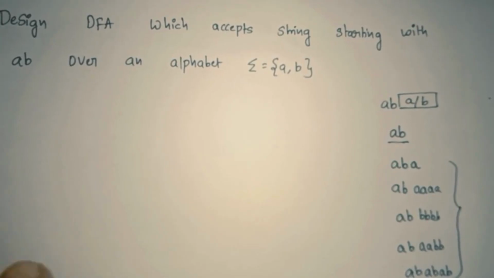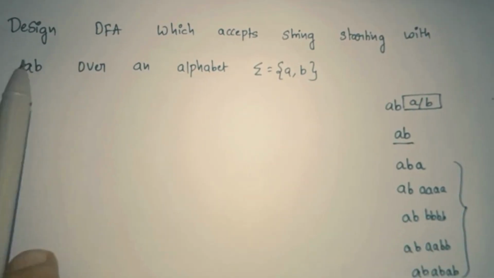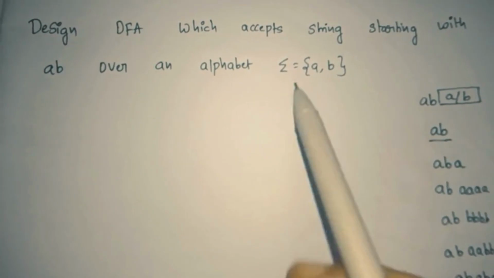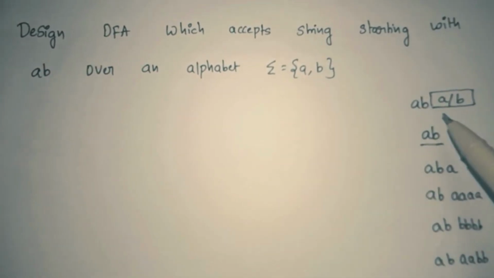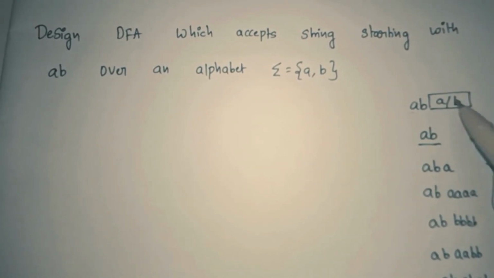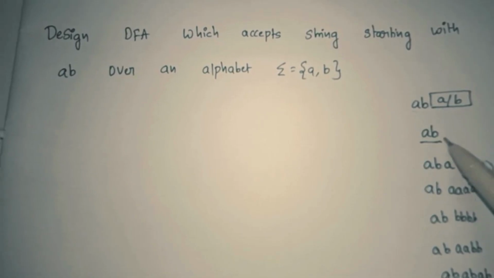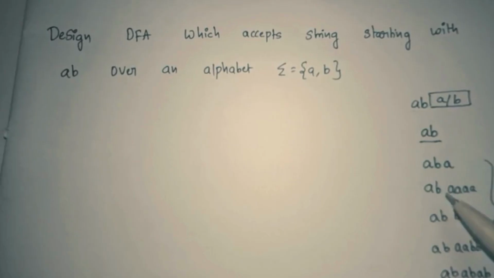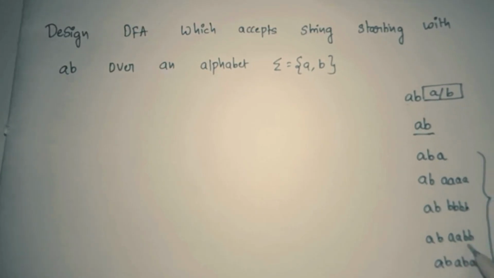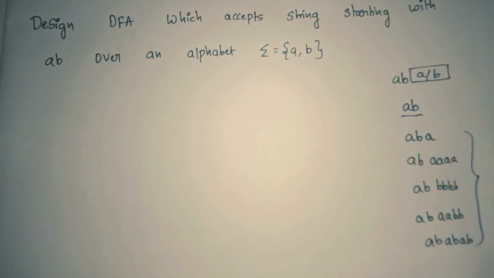So we have to design a DFA which accepts the strings starting with AB over an alphabet sigma equals {A, B}. If this is the question, then the string should start with AB followed by any number of A's or B's. The basic string we can get is AB, AB followed by no A's or B's, hence it is zero. Or at least one A, or at least one B, or any number of A's, or any number of B's, or any number of A's and B's, or any number of AB, AB, AB like that.